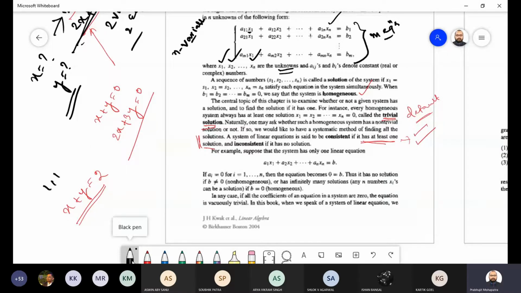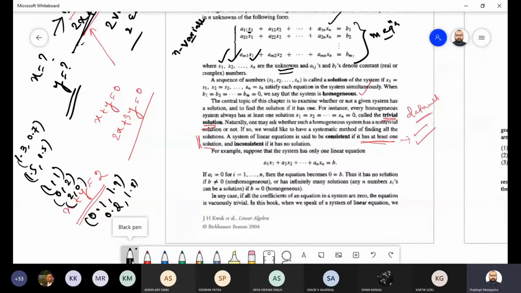Someone can take 1 and 1, someone can take 1.5 and 0.5, someone can take 1.3 and 0.7. Someone can take thousands of ways. Someone can take 0 and 2, someone can take 2 and 0, someone can take 0.1 and 1.9. Similarly, thousands of combinations are there.